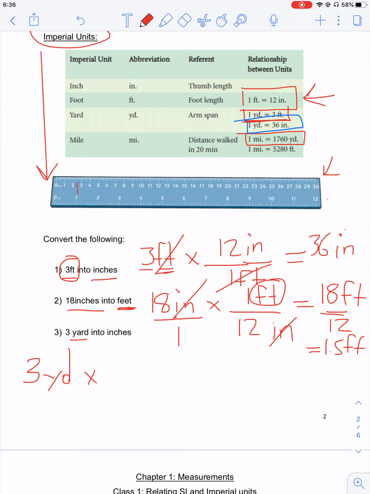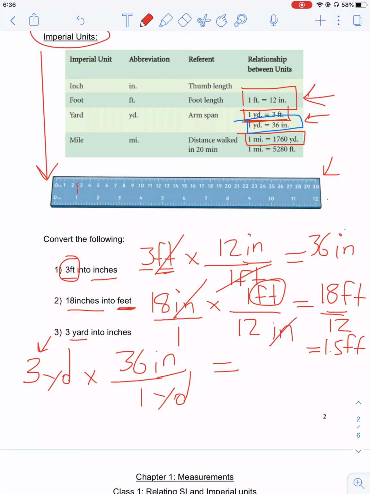So 3. Now, I need to multiply this, but I have to make sure that the unit yards is in my denominator because the yards and the yards have to cancel, right? So yards has to go in the denominator. Now, what does the ratio tell me? It tells me, if you look over here, 1 yard is actually 36 inches, okay? So this is number 3. And then that's it, right? Now you have to multiply.